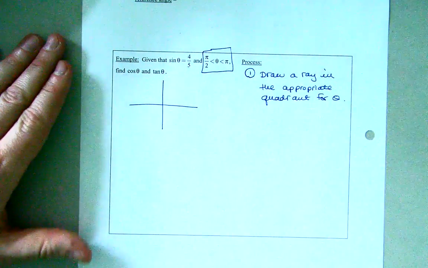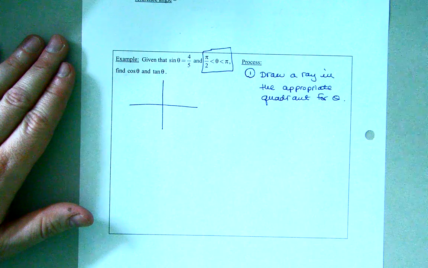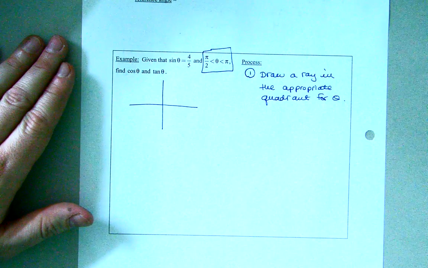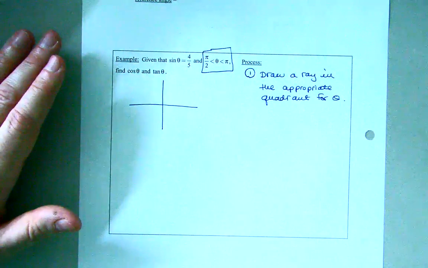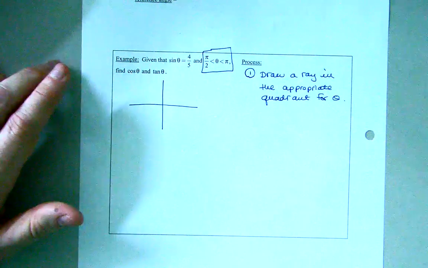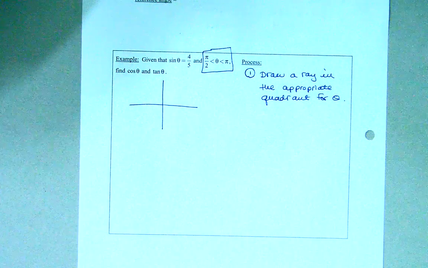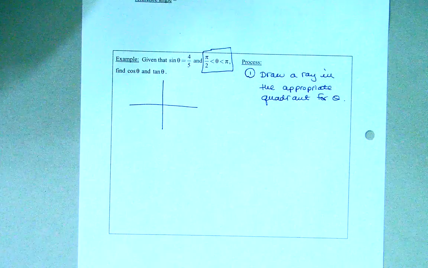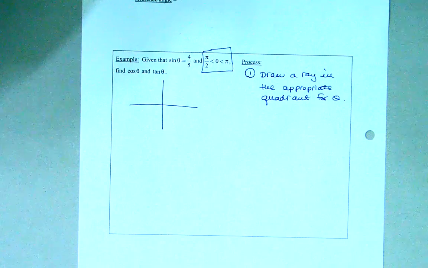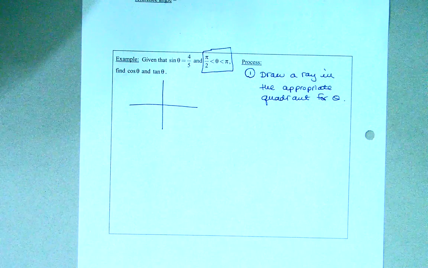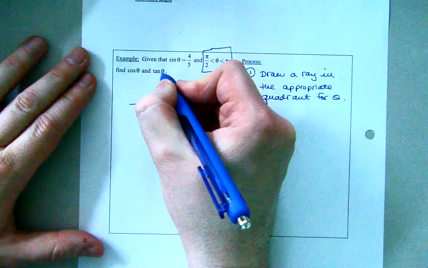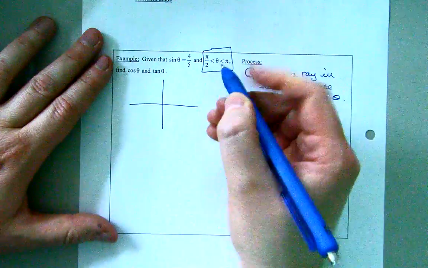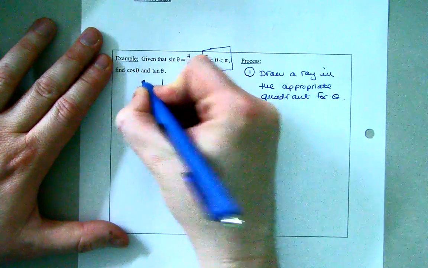In these problems, I'm going to give you an inequality for theta. I'm telling you theta is between pi over 2 and pi. What does that mean? That's greater than 90 degrees, less than 180. That's the whole point of this. I am telling you it is an angle in quadrant 2.